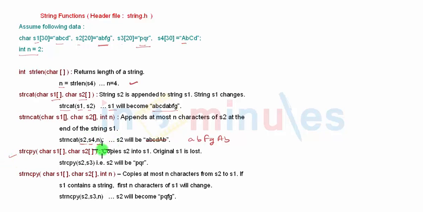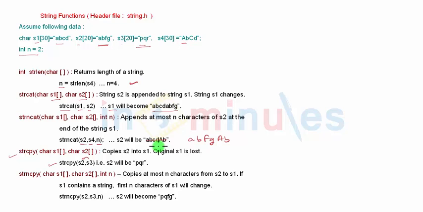strcpy, string copy. It copies the second string to the first string. It is used to copy one string to another string. In this case, it will copy s3 into s2. The function strcpy(s2, s3) will copy s3 into s2. So s2 will change. s3 is pqr and s2 is abfg, so s2 will change to pqr. It is somewhat like just assigning the value of s3 to s2.